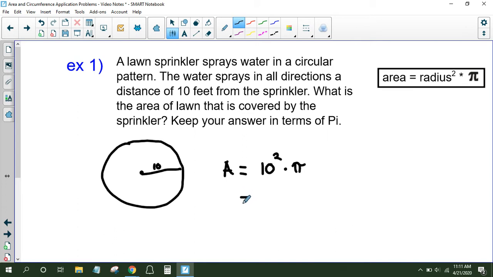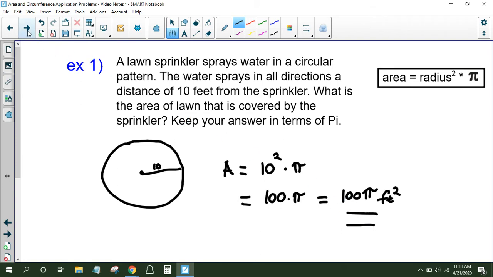Here we go. 10 squared is just 100 times pi, or 100 pi. That is the area of the lawn that's covered by the sprinkler. Of course, we want to put in our labels here, and we're talking about feet, so it would be 100 pi feet squared. Remember, area is always in square units. So there's our answer, 100 pi square feet.